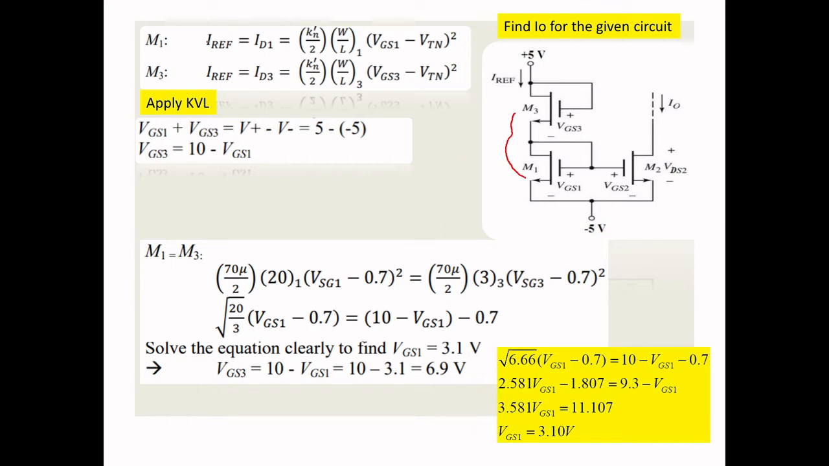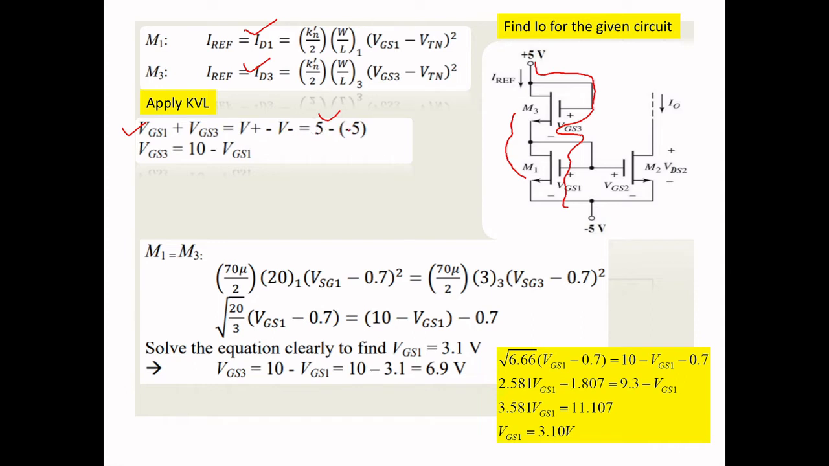So by help of the reference equation, there is a basic current equation for the MOSFET. I have written IREF equal to Kn dash by 2 W by L (VGS minus VTN) whole square. Similarly for the M1 transistor and M3 transistor, this is a KVL equation. When you apply it in the output part here, you will get this equation, that is VGS1 plus VGS3 equal to V plus minus of V minus.